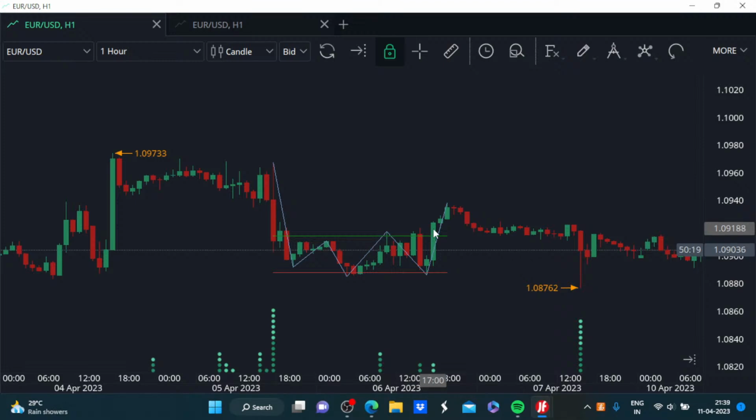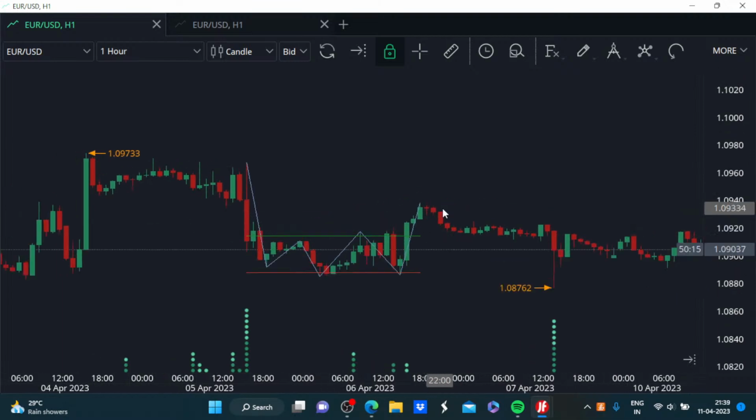And if it is getting us a breakthrough, and if it is holding around these price levels, then we can initiate the trade while keeping the stop loss just slightly below these prior swing lows. So you could have gone for this trade while keeping the stop loss somewhere around 1.088 level.